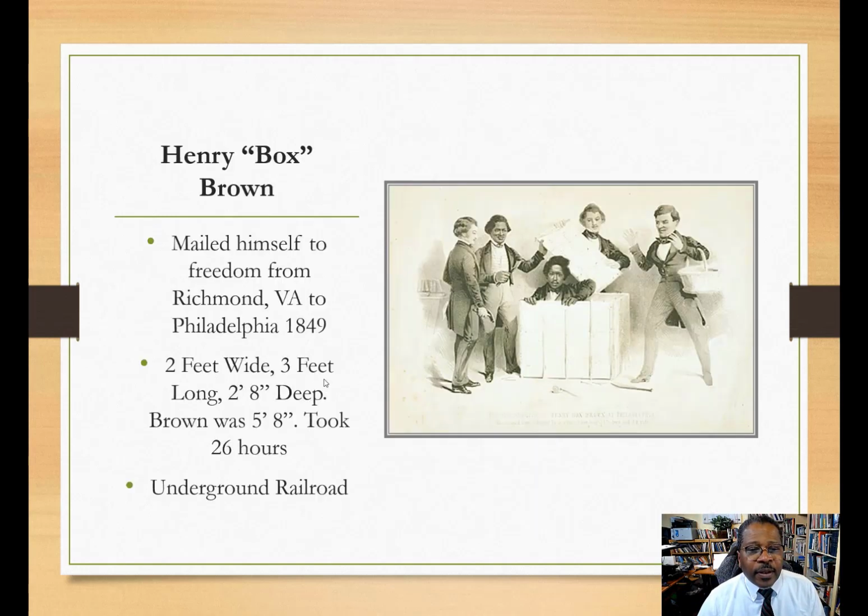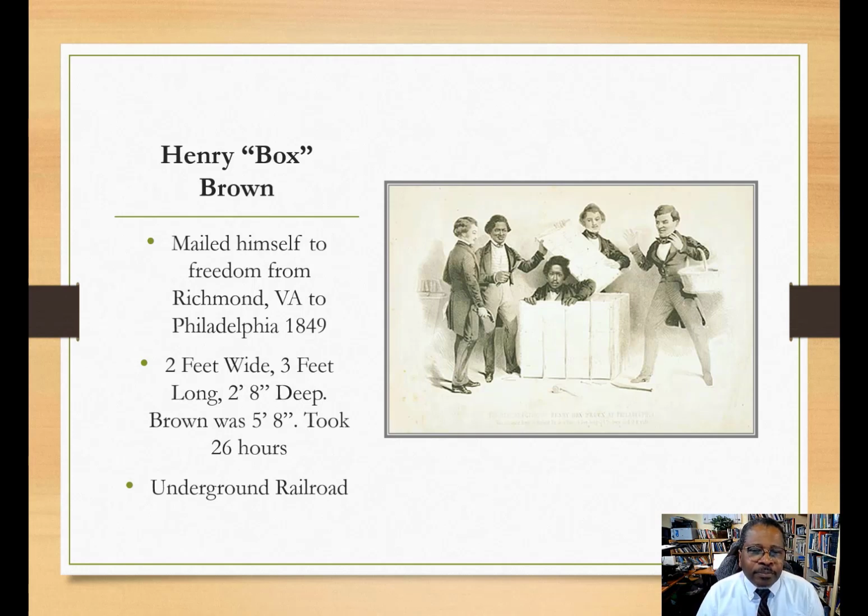And the different ways that slaves would try to escape. This is a story of a man named Henry Box Brown. He got the nickname Box because he mailed himself, with the help of abolitionists, from Virginia to Philadelphia. They mailed him in a box that was 2 feet wide and 3 feet deep. He was 5'8". They put it on their farm equipment and mailed him from Virginia to Philadelphia. And when he came out of the box, they called him Henry Box Brown.